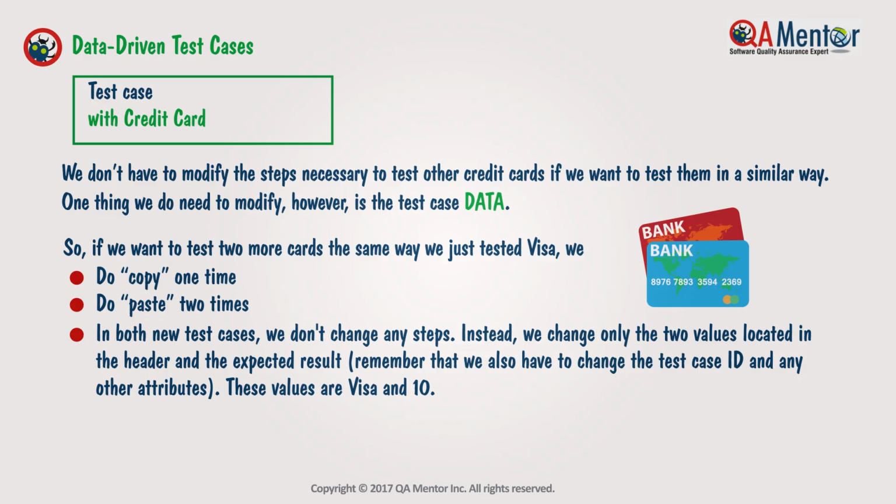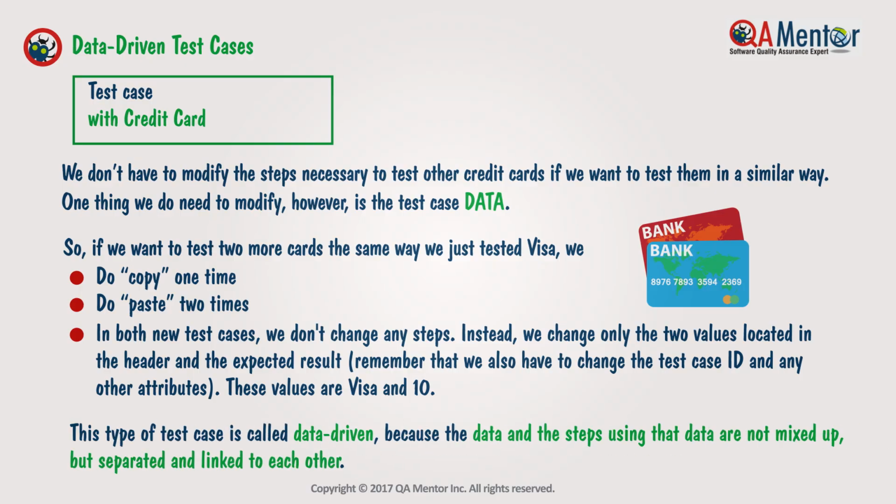In both new test cases, we don't change any steps. Instead, we change only the 2 values located in the header and the expected result. Remember that we also have to change the test case ID and any other attributes. These values are Visa and 10. This type of test case is called data-driven because the data and the steps using that data are not mixed up but separated and linked to each other.